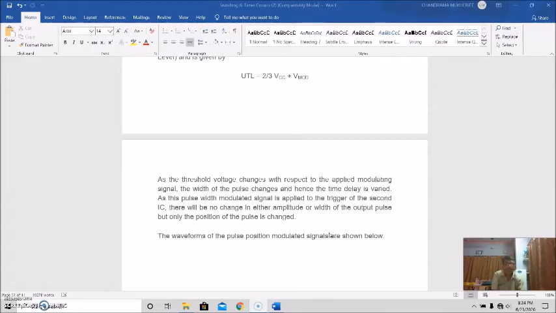As this pulse with the modulated signal is applied to the trigger of the second IC, there will be no change in either amplitude or width of the output pulse, but only the position of the pulse is changed. Okay, so this is important.